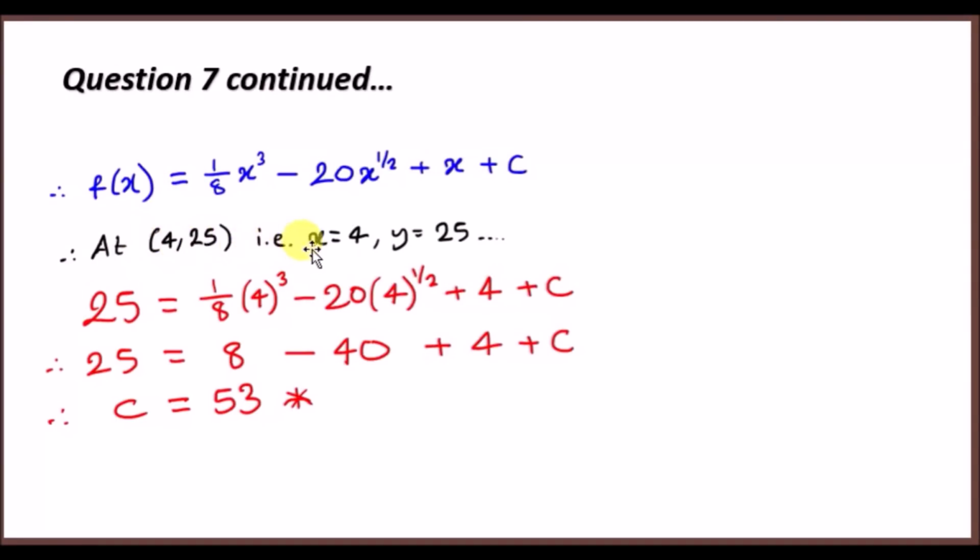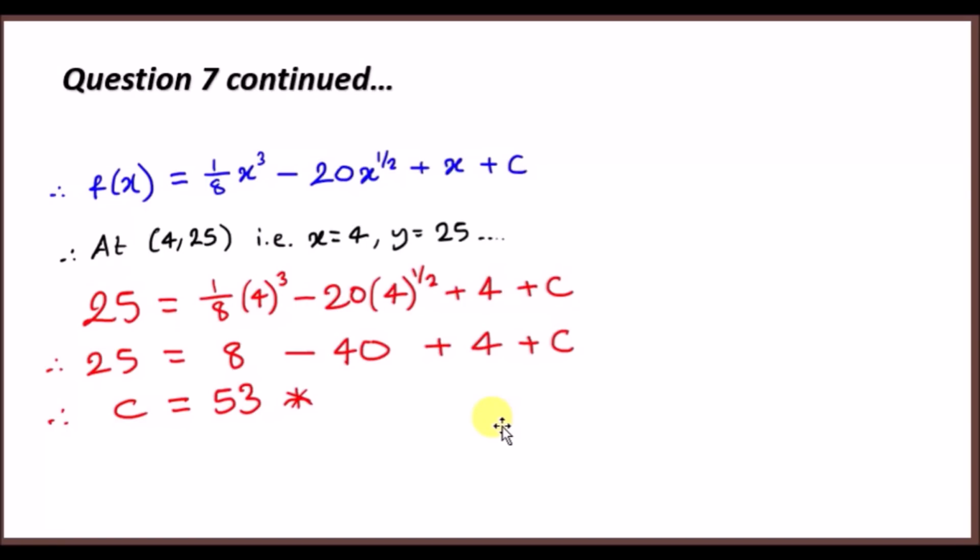at (4, 25), i.e. when x equals 4, y equals 25, we just plug into this equation. So f(x) becomes 25, and all these x's become 4. And then, as always, go ahead and simplify the right hand side. So all of this in your calculator becomes 8 minus 40 plus 4. Move it to the left hand side by minusing 8, plusing 4 and minusing 4. And you should get c equals 53.